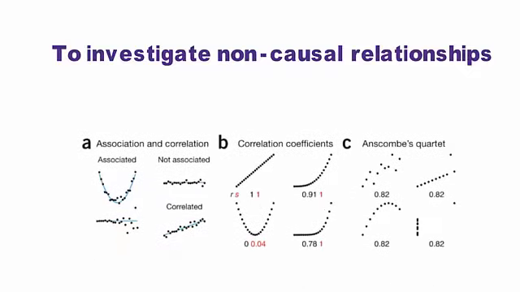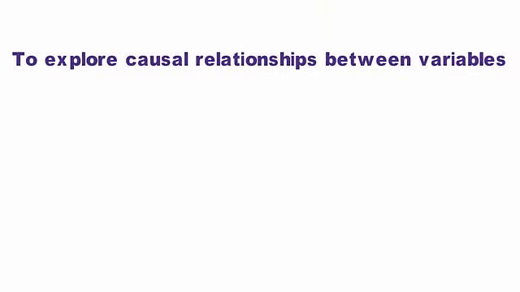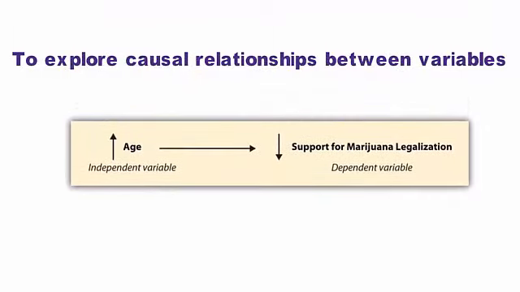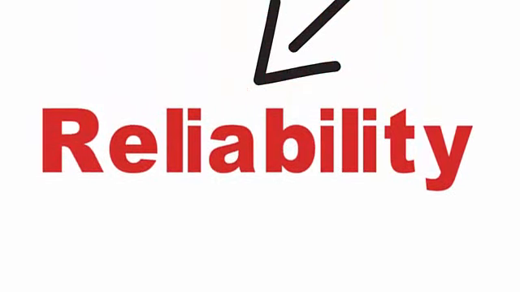To investigate non-causal relationships: you want to find out if there is an association between two variables, but you don't expect to find a causal relationship between them. To explore causal relationships between variables: you think there is a causal relationship between two variables, but it is impractical, unethical, or too costly to conduct experimental research that manipulates one of the variables.